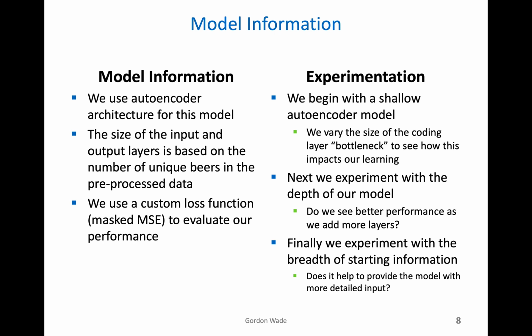For some experimentation on this, I began with a simple shallow model encoder with just the one coding layer in the middle, and experimented with several different sizes here to see how that impacted the learning. I then saw that some publications have suggested that adding depth is a good way to improve your model, so I tried adding a few more layers to see how that affected our performance. And finally, as I mentioned in the datasets section, I used the subcomponents in order to see if providing more detailed input data would help us to generate better outputs.